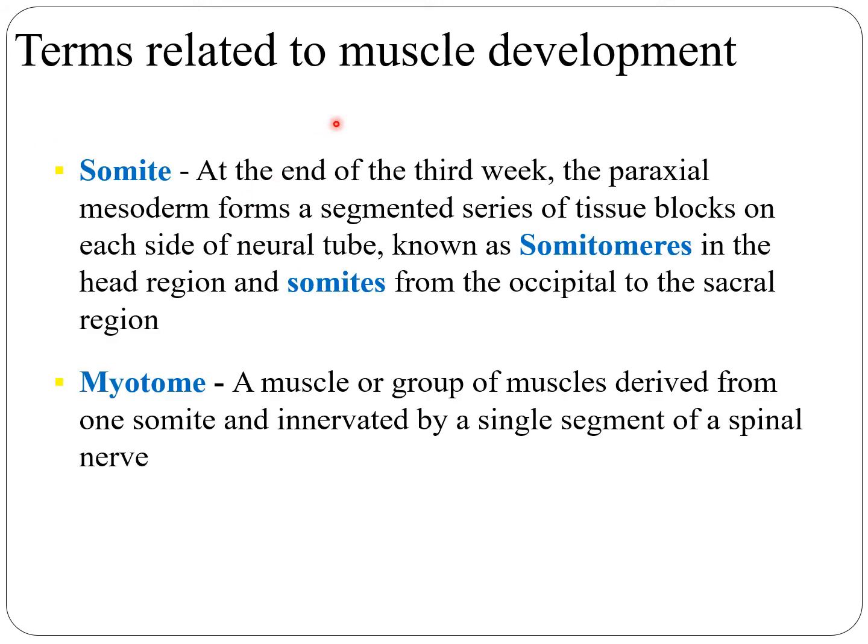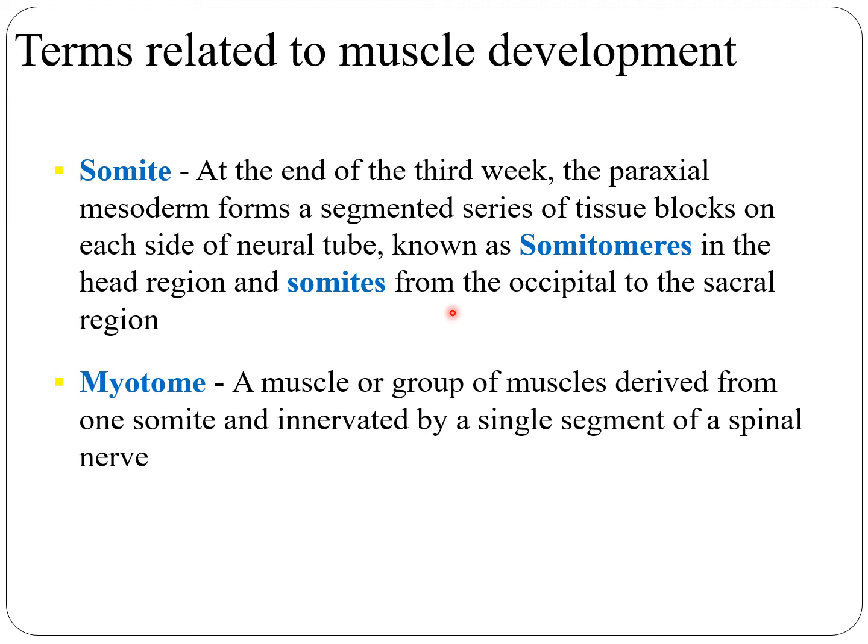Other terms related to muscle development, which you have already discussed in embryology and foundation: somite. At the end of the 3rd week of intrauterine life, paraxial mesoderm forms a segmented series of tissue blocks on each side of the neural tube. They are known as somatomeres in the head region, and somites from the occipital to the sacral region. Actually, what is a somite? It is a segmented portion of paraxial mesoderm.